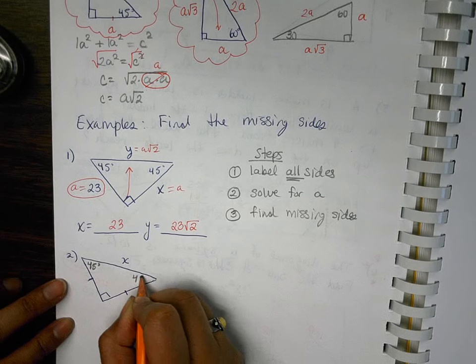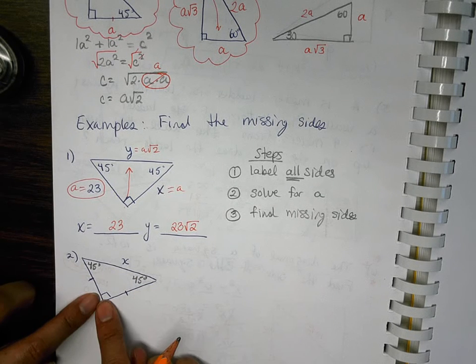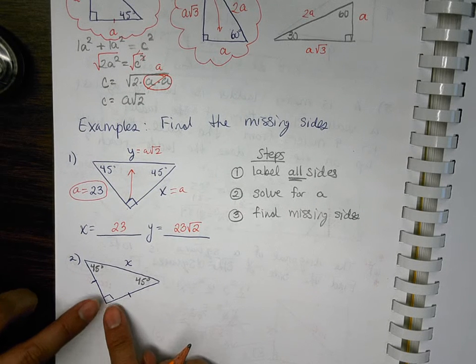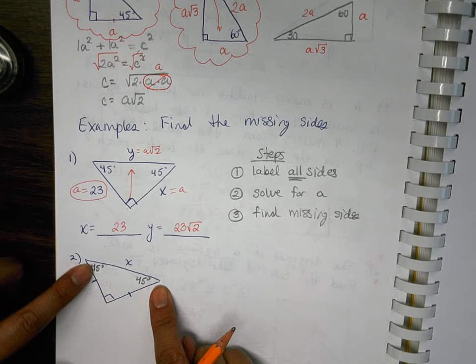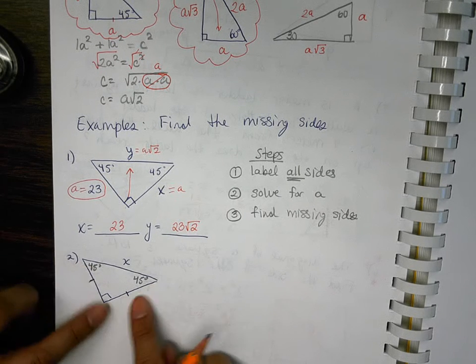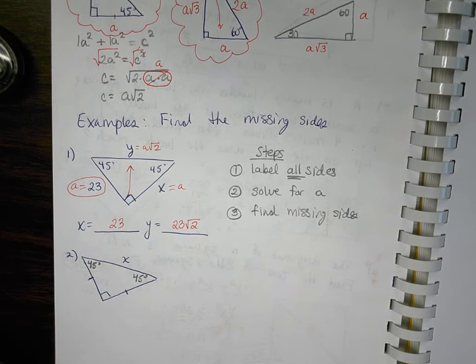Do the work in your head really quick. What's 45 plus 45? 90. And what's 90 plus this right angle? 180. Did it work? Okay, you can't put 90 with a 30 and a 30 because it's not going to add up to 180. Or 90 with a 50 and a 50. The only way to get it to be 180 is if these two are 45. Got it? Okay. All right.